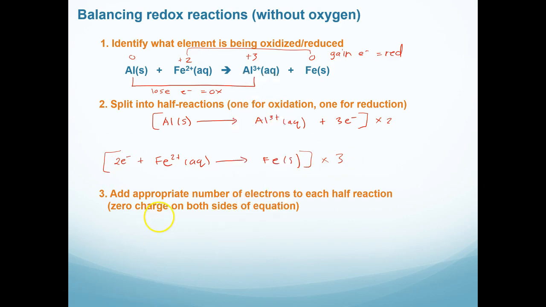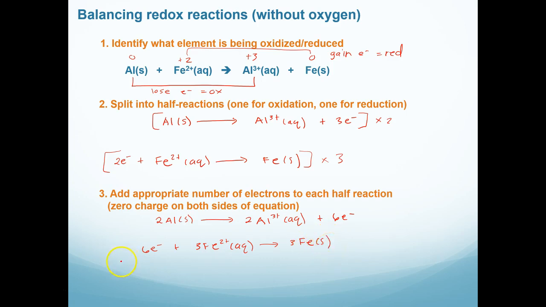We have 2 aluminums, and it's going to 2 aluminum 3+ aqueous, plus we have 6 electrons. Here we're multiplying by 3, we have 6 electrons plus 3 iron 2+, and we're going to 3 iron solids.